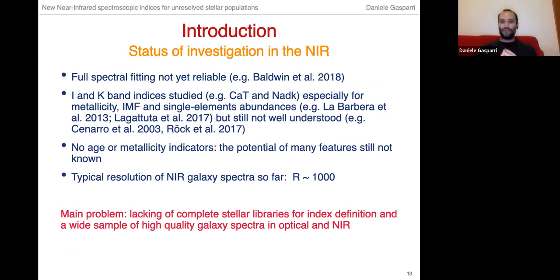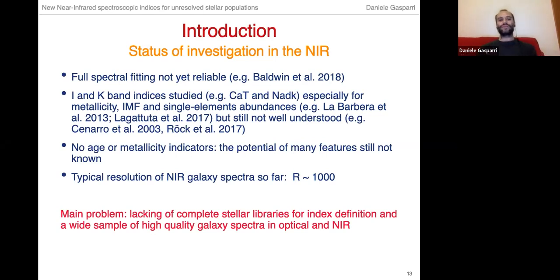The full spectral fitting was not reliable and is still not reliable in the near-infrared region. If you are curious, just run the pPXF code on galaxy spectra, selecting the spectra in the J band and in the K band, and the code will give you very, very different results, like there are two completely different galaxies. So the full spectral fitting in the near-infrared is not reliable.